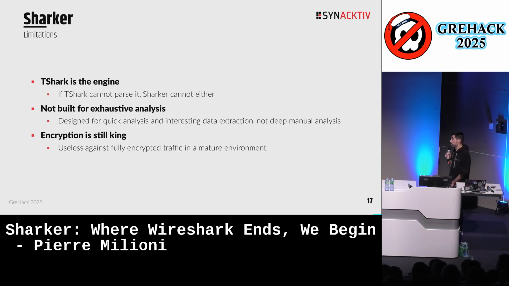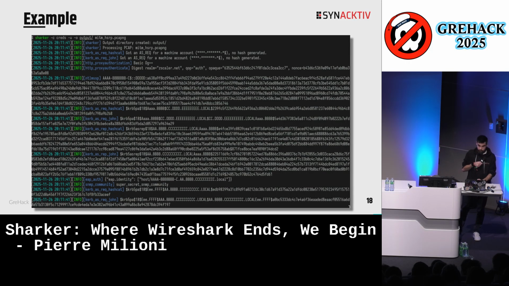And if everything is encrypted, or you're seeing only VPN traffic, obviously you won't be able to do anything about it. Quick example of what it looks like. You just call Sharker. The -C option allows you to filter on categories, what you want, what you don't want. -U gives unique output, then you specify the output, and you get all the hashes there. Obviously these values are placeholders.